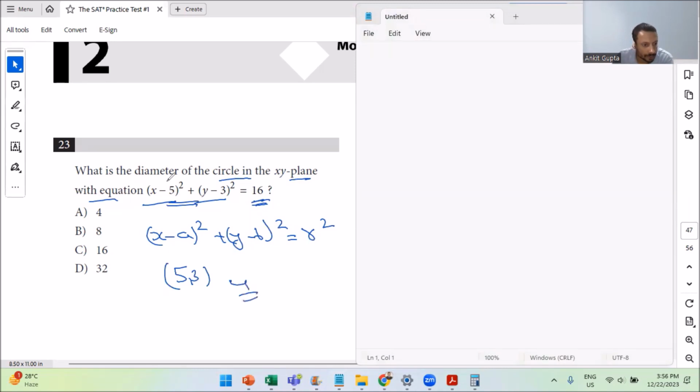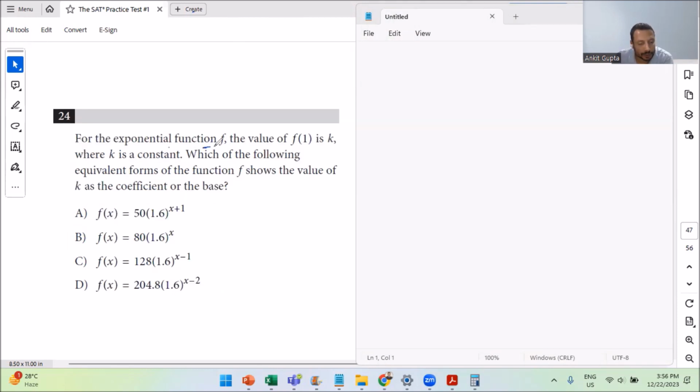Now, what are they asking in the question? What is the diameter of the circle, right? So don't make the mistake of marking the radius, which is 4. Mark the diameter, which is equal to 2 times the radius and will be equal to 8, right? So the answer will be option B.